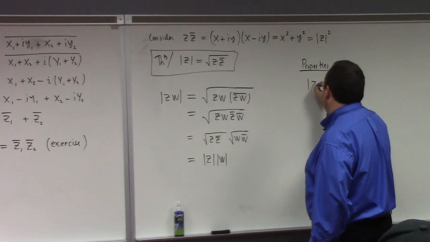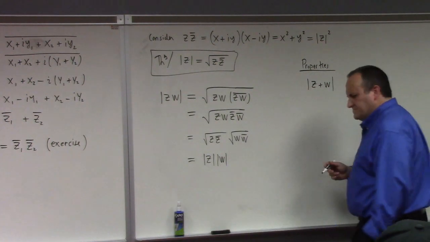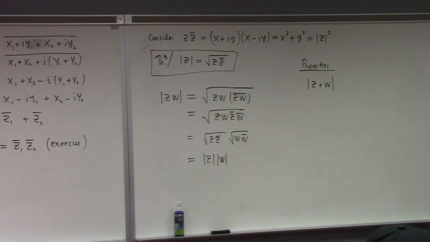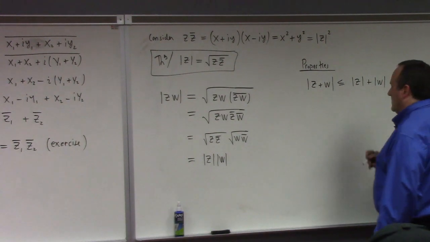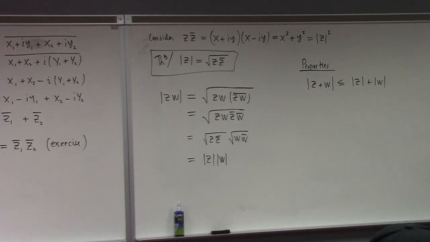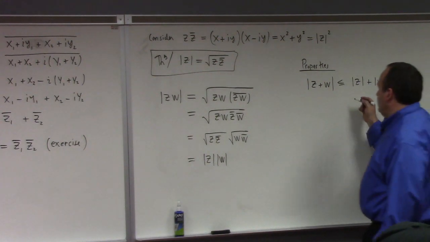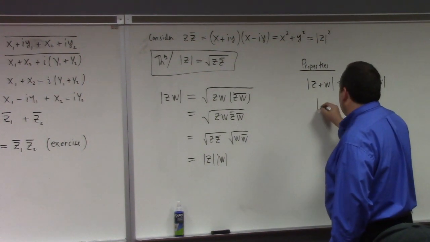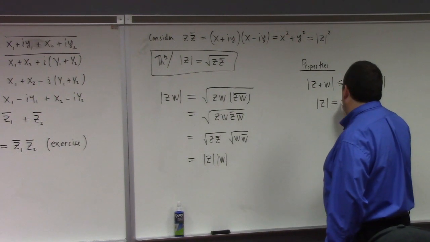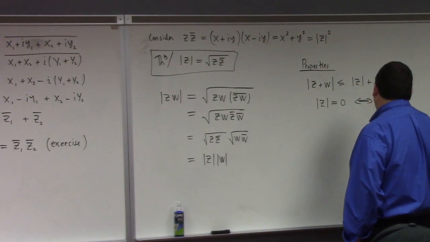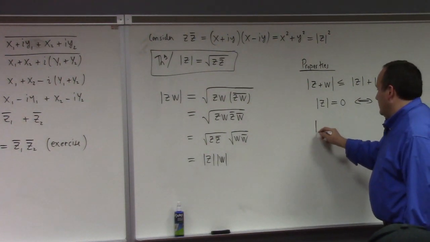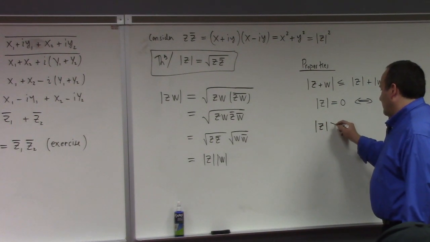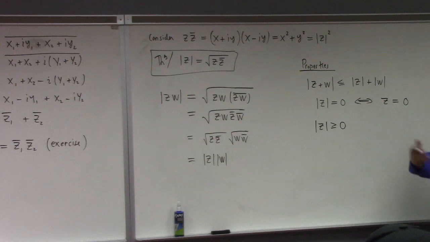If we had the modulus of z plus w, that would be what? Less than or equal to the modulus of z plus the modulus of w. This is called the triangle inequality. Very good. There's also, probably should put this first, the modulus of z is equal to 0 only if what? z is 0, right? That's also true. And what else can you tell me about modulus? Well, the modulus of z is, of course, greater than or equal to 0, right? And it's equal to 0 only when z is 0. These things are true.